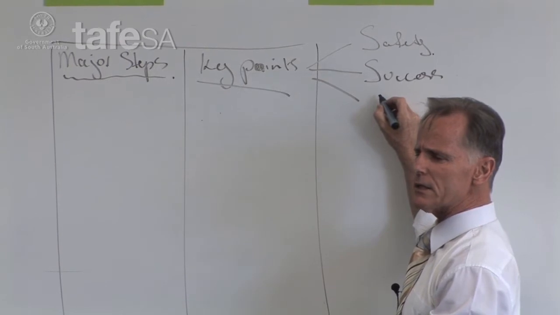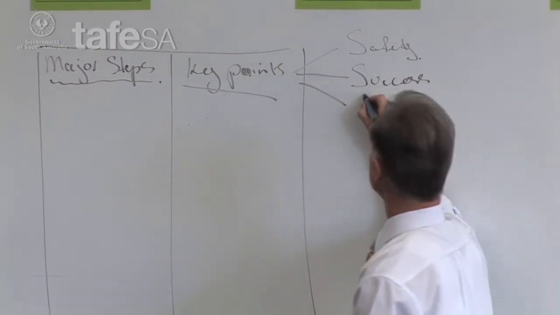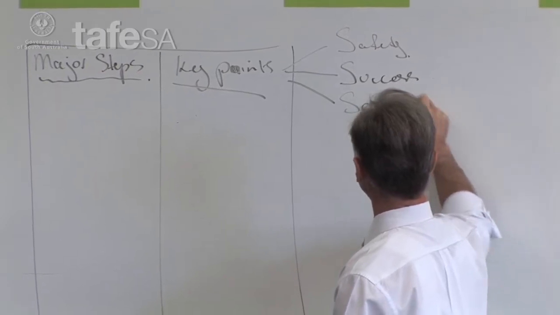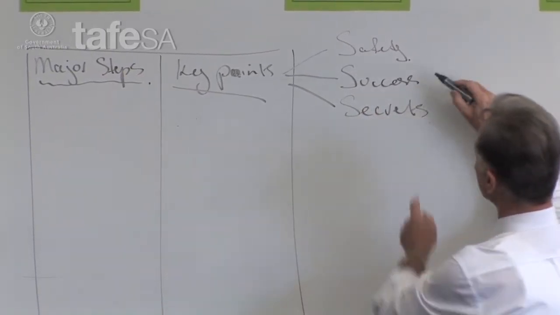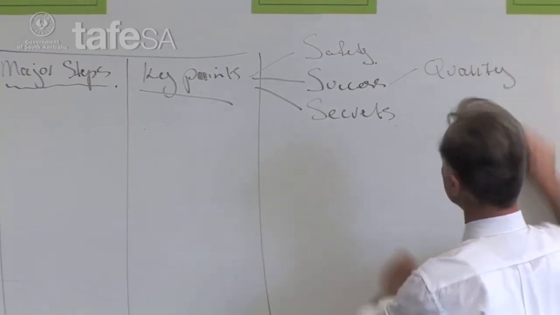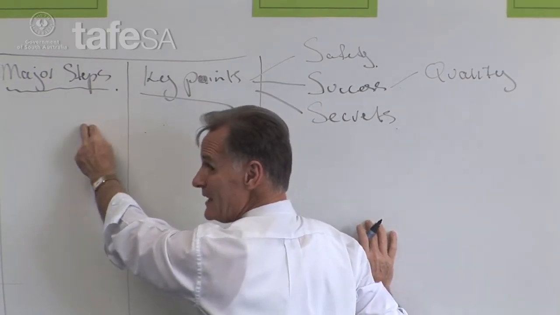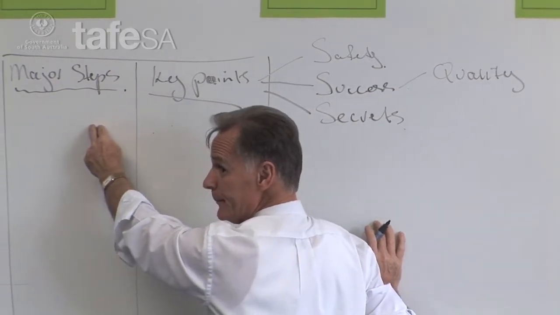Now you've got the 3 S's there. Secrets. So we call them secrets. That's a little mnemonic that you might remember, but you could call success quality: things that you must put in the key points to make sure the major step is met with quality.